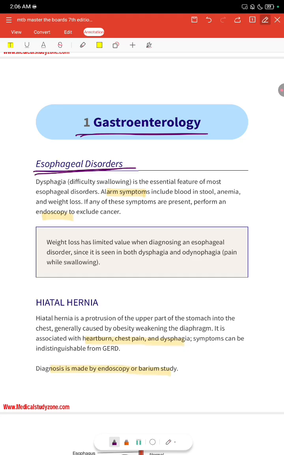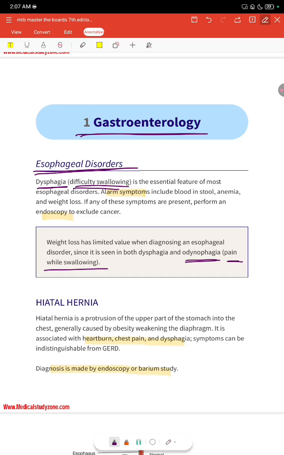Esophageal disorders. So, first of all, there are these two terminologies, dysphagia and odynophagia. There is a subtle difference between the two. Dysphagia is difficulty in swallowing, while odynophagia is pain while swallowing. Dysphagia is the essential feature of most esophageal disorders.